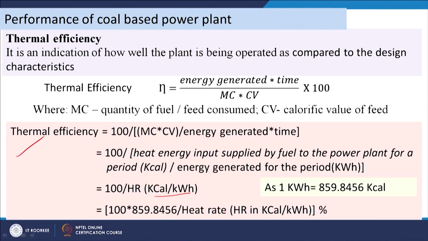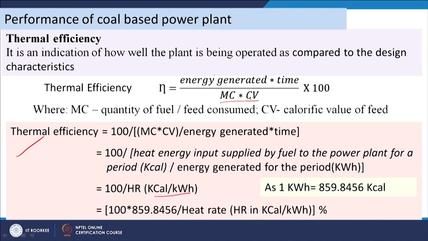So, thermal efficiency is equal to 100 divided by, we are getting MC into CV divided by energy generated into time. So, here we see MC divided by energy generated into time is nothing but the HR. So, we can get 100 divided by HR. So, this is kilocalorie per kilowatt hour, but if we want to get it in percentage, then these two units have to be the same. So, the energy unit conversion is needed.